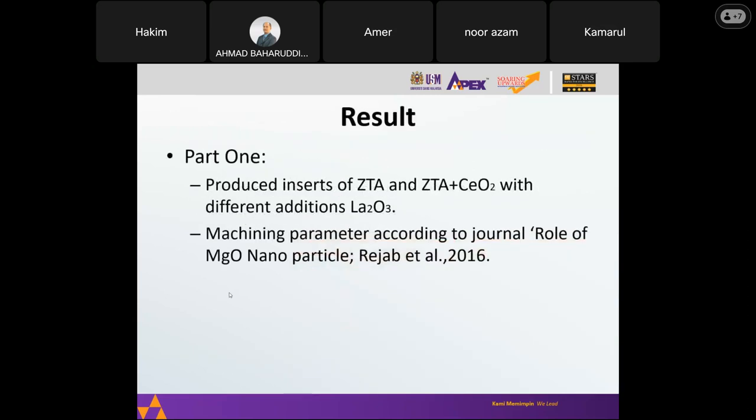Alright, the result of part one. Produce inserts of ZTA and ZTA cerium oxide with different additions of lanthanum. The machining parameters are according to the journal on the role of magnesium oxide nanoparticles, 2006. In my research in 2010, magnesium oxide only nanoparticle, they further studied adding nanoparticles. But nanoparticles are much more expensive, so they did not continue this research on this material. That's why they explored other materials like cerium, lanthanum, niobium.